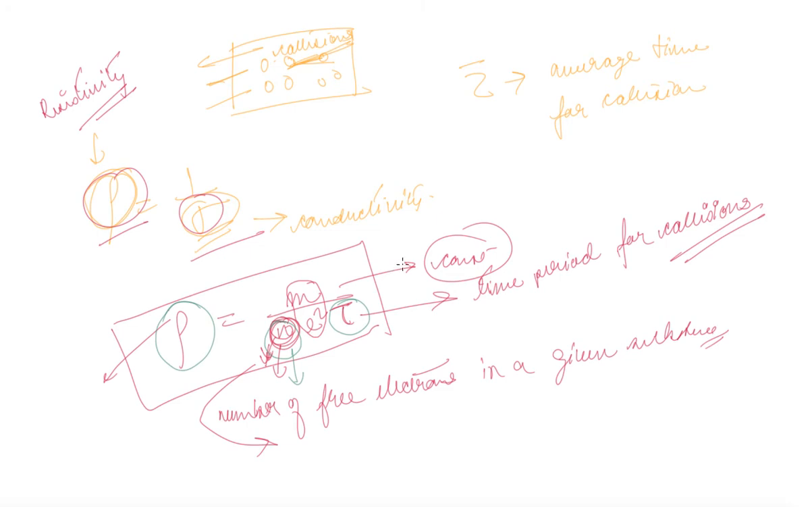Now if you increase the temperature, the molecules start moving at a much faster rate. That is, they collide at a much faster rate because there is an increase in energy. And because of this increase in energy, what we can say is that this T changes. When temperature increases, this T decreases. So when T decreases, resistivity increases. So we can say that rho is directly proportional to temperature. So resistivity increases with temperature, and this is what we can establish by this particular relation.